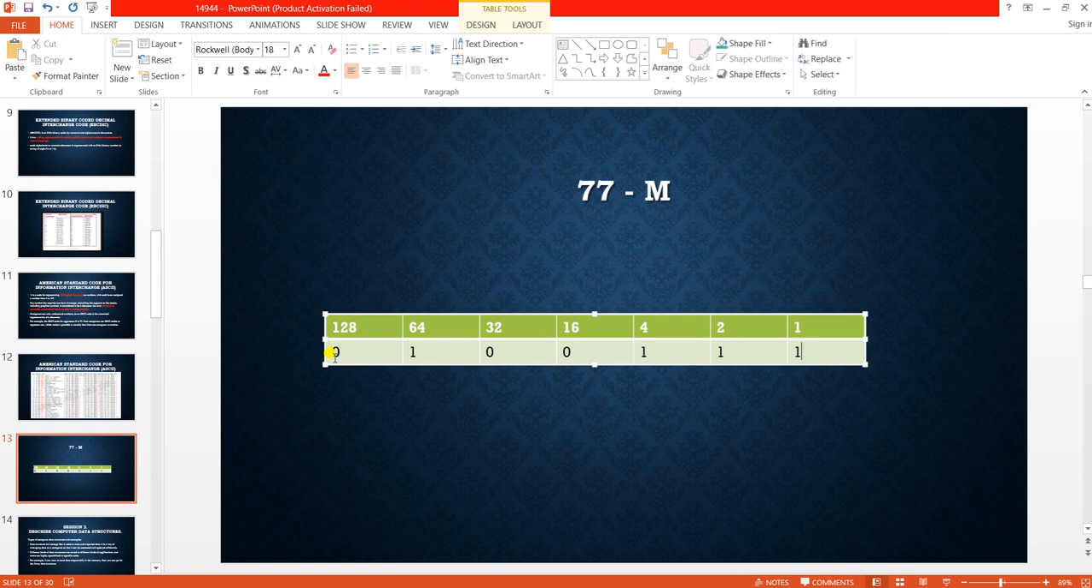So that's the binary conversion for capital M. Let's just recheck and double check the conversion. How many times does 128 get into 77?